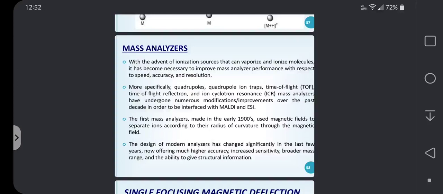The first mass analyzer, made in the early 1900s, used a magnetic field to separate ions according to their radius of curvature through the magnetic field. The design of modern analyzers has changed significantly in the last few years, and now offers much higher accuracy, increased sensitivity, broader mass range, and the ability to give structural information.